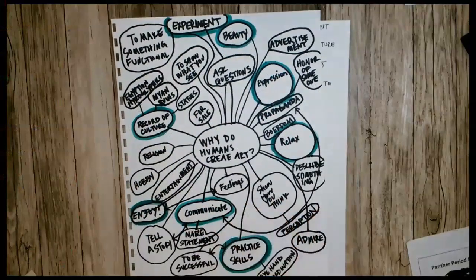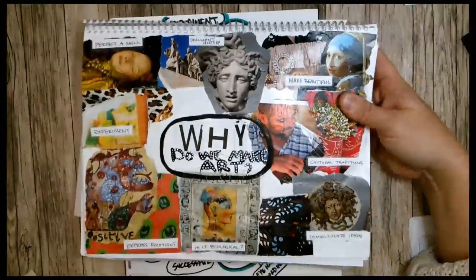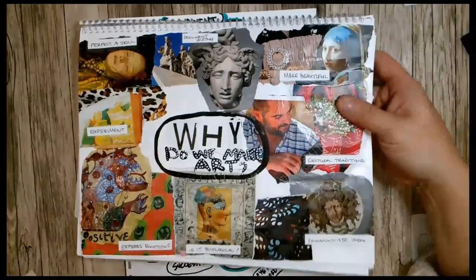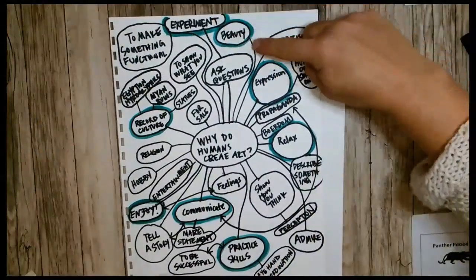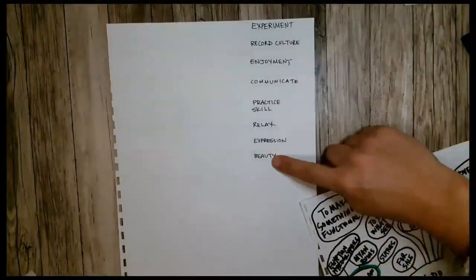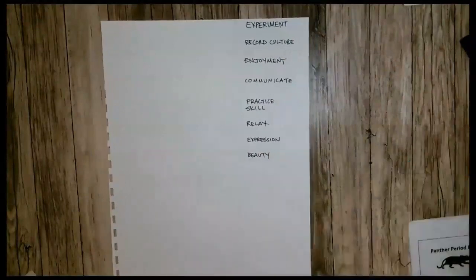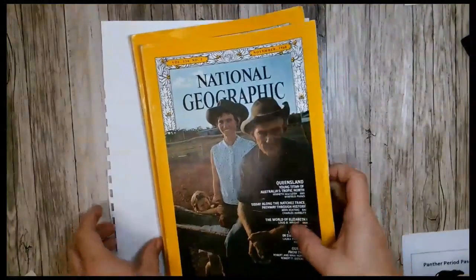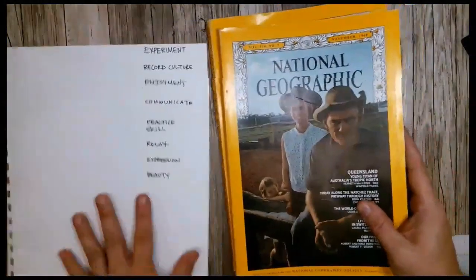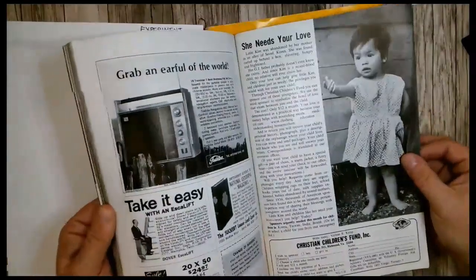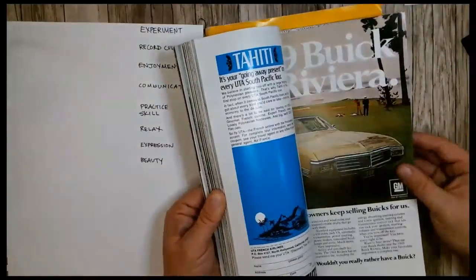All right, so I have my brainstorm, and this is what I'm kind of going for here. And so I'm going to take just an extra piece of paper, and all of these 8 here: communicate, practice, enjoy, expression, and I just made a list of them so I could cut them out and make labels. This is just on a scratch piece of paper. And then I'm going to go through my magazines and try to find images of artwork that shows these reasons why.